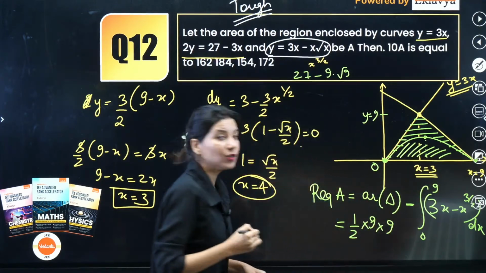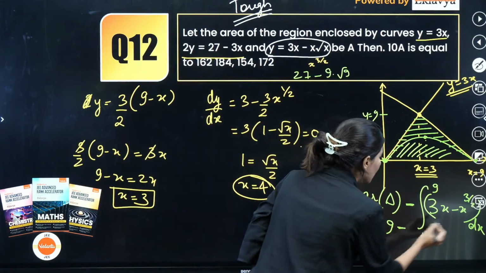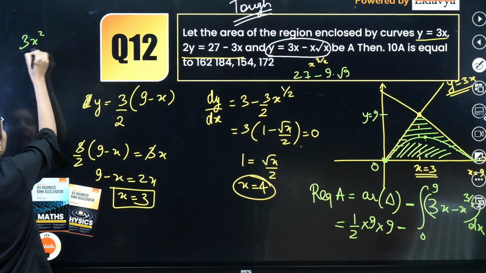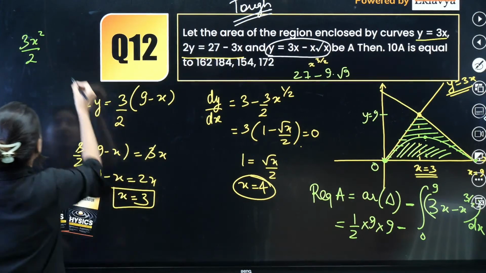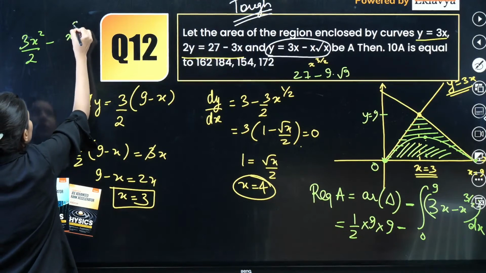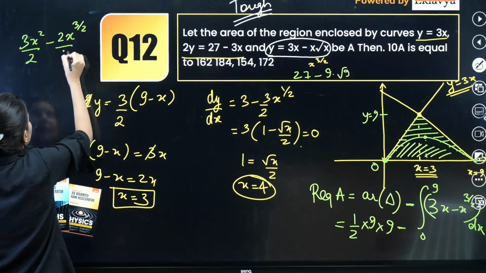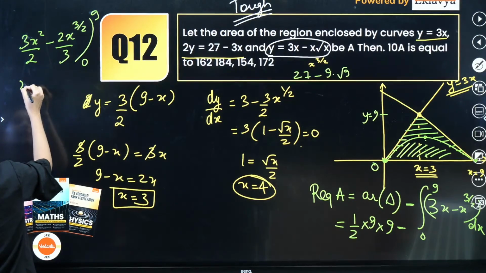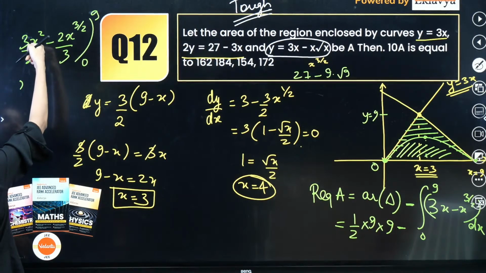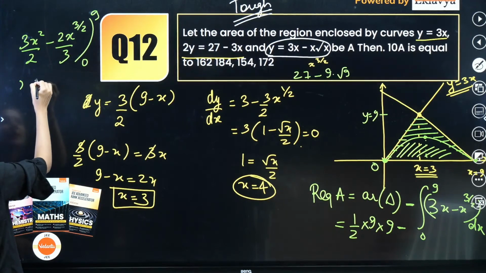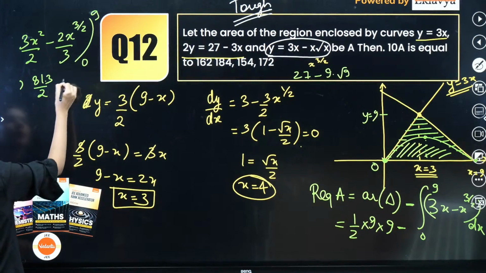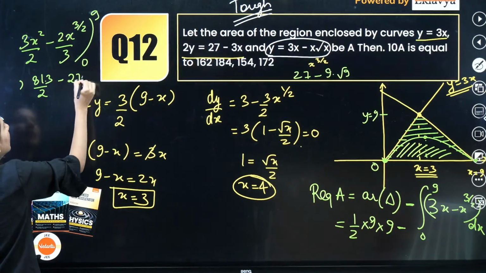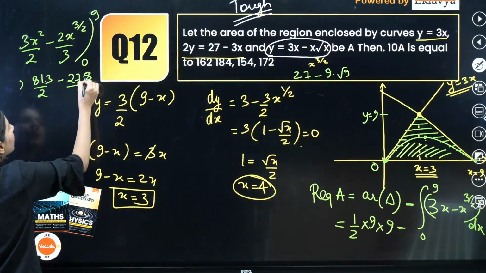So half into 9 into 9 minus, we need to integrate this. Let us integrate it over here. So this is 3x square by 2 minus x raised to power 3 by 2 into 2 by 3, from 0 to 9. Let us integrate. So this is going to be 9 9s are 81, 81 multiplied by 3 by 2, minus 9 is 3, 3 cubed, 27 into 2 by 3.